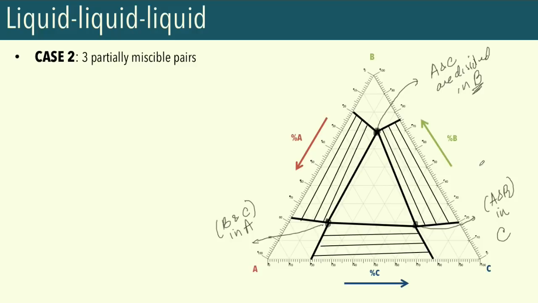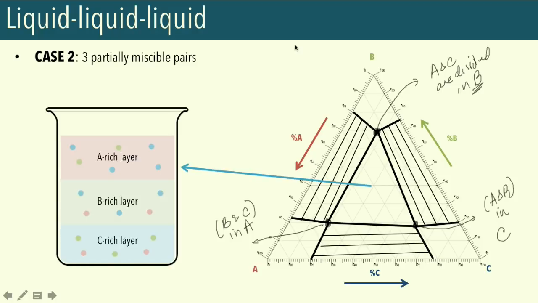This is super interesting because you have this sort of picture that happens here. You have your C-rich layer, B-rich layer, and A-rich layer. Note that the layering is going to depend on the densities of the solvents, but for this particular system, you're going to expect to see three layers of liquid. Therefore, three phases. So the number of phases here is 3, so the corresponding variance is going to be equal to 0. That means this region here is invariant.